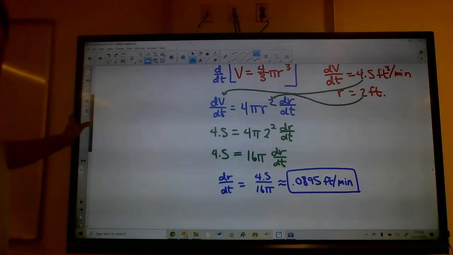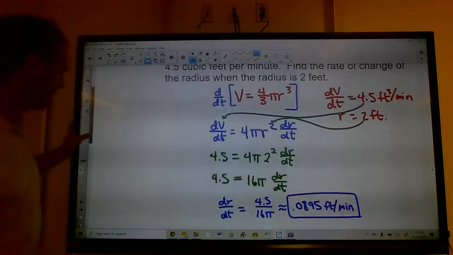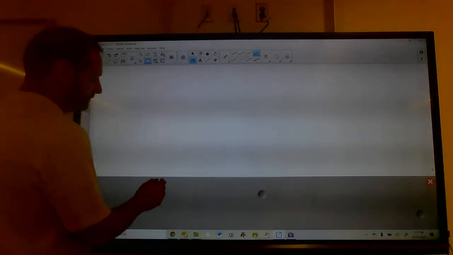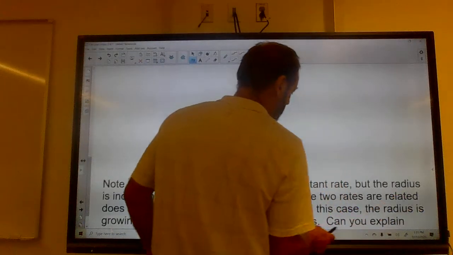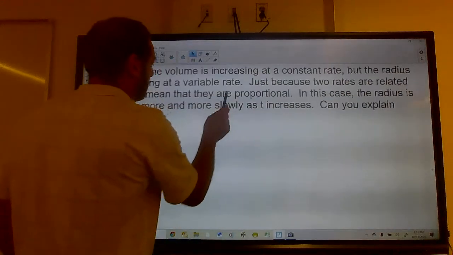Now, this is kind of interesting because if you think about what's happening here, oops, I got some stuff down here at the bottom. Let's move this out.